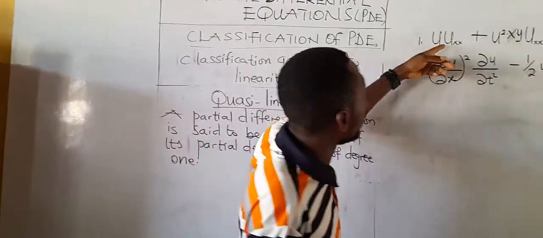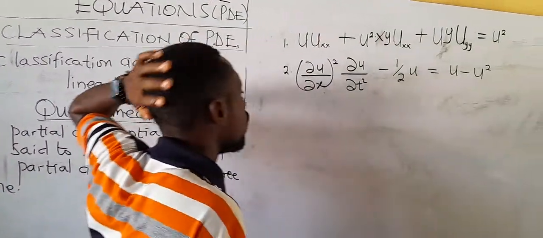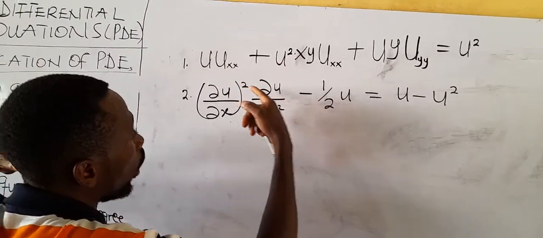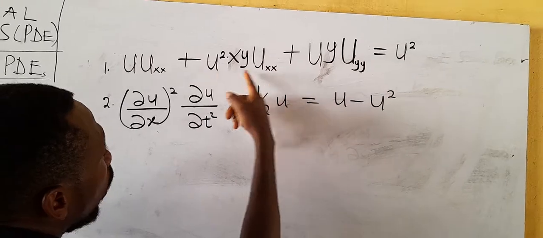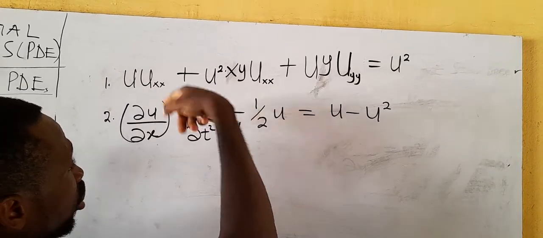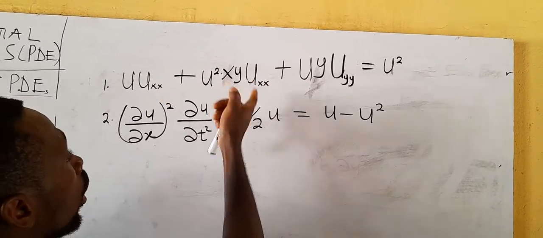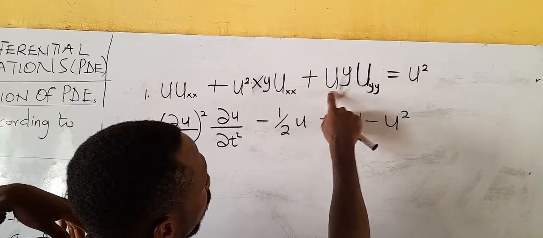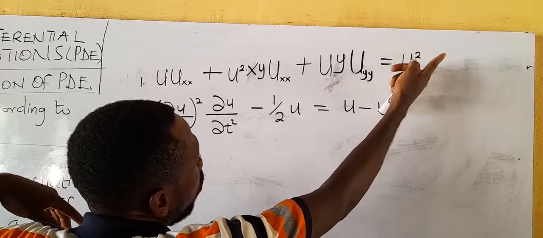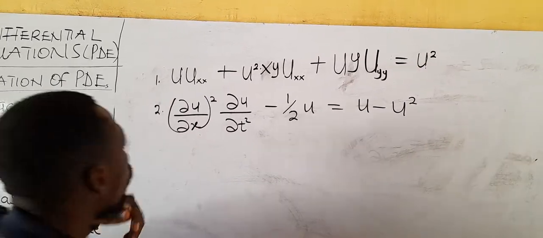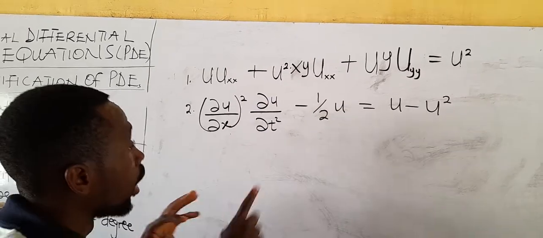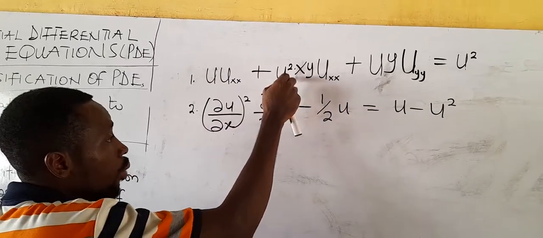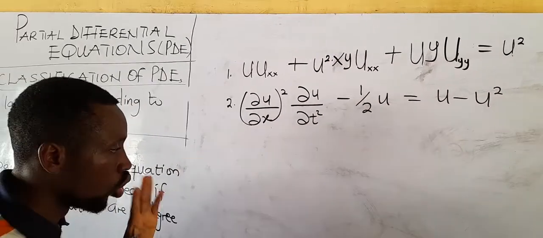So now let's see the first one. You will just check whether the partial derivatives are of degree one. Yes, degree one. Degree one. Look at it. There is a dependent variable here that is not of degree one. So that one doesn't concern quasi-linear. So look at this. There is a product here. A dependent variable here is not of degree one. So remember, it is not linear. Look at it. There is a product between the dependent variable and the partial derivatives. Even a dependent variable is not of degree one. So it is not linear.